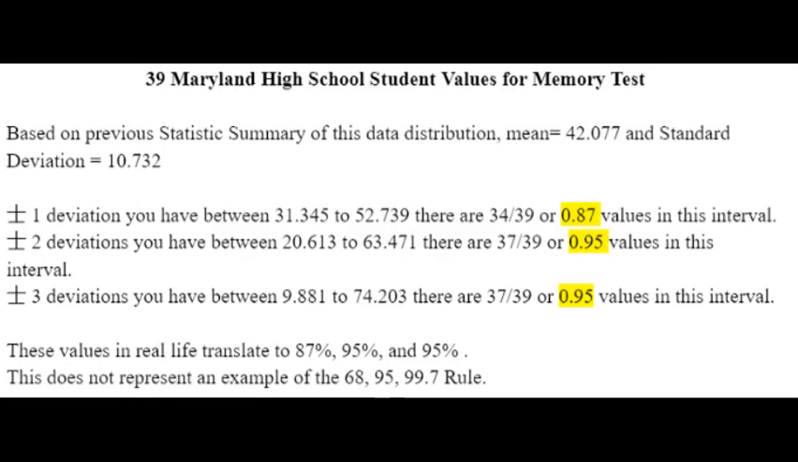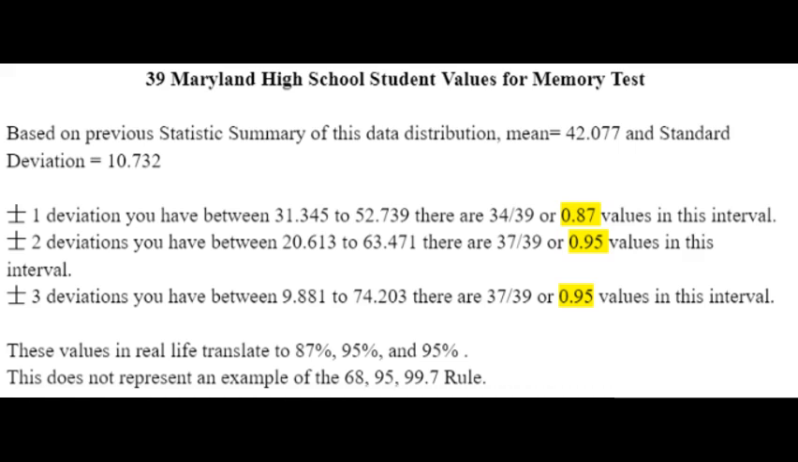Comparing the memory task data, there is a different proportion in each interval of standard deviation. Based on the previous statistics summary of this data distribution, we saw a mean of 42.077 and a standard deviation of 10.732. Using the same method of calculation for the memory test data, between plus and minus 1 standard deviation, you have 31.345 to 52.739, so there are 34 out of 39, or 0.87, values in this interval.